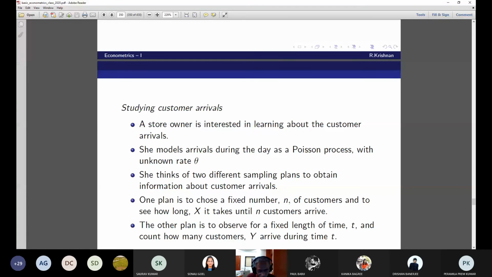Saurav, tell me. Aren't both problems the same? In one you are trying to model the number of customers and in the other you are trying to model the time, right? So eventually both are the same, right? Both are the same. My idea is to know about the customer arrivals. I'm fixing the number in one, as you said, and in the other I'm fixing the time. Which plan will give me better information?